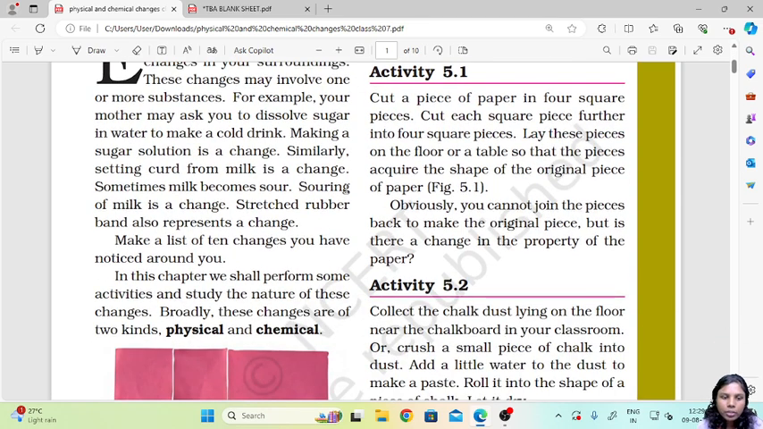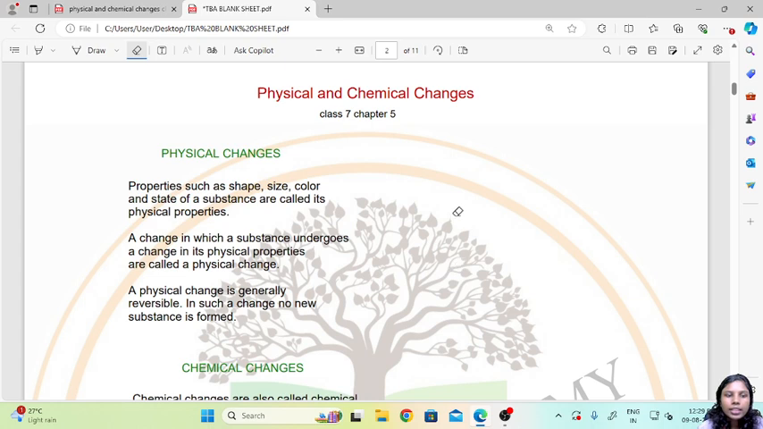So in this chapter we will come across two types of changes, that is physical and chemical changes. So we'll understand what they are, what their examples are, and broadly study each of them. So to begin with, let's understand what a physical change is.